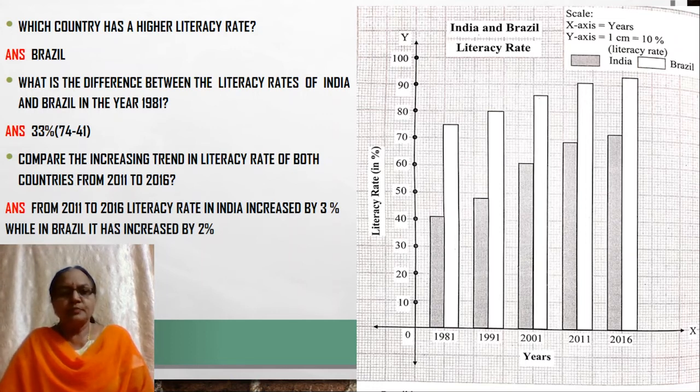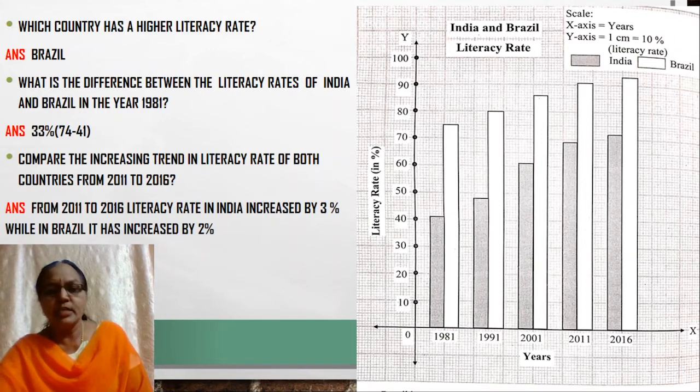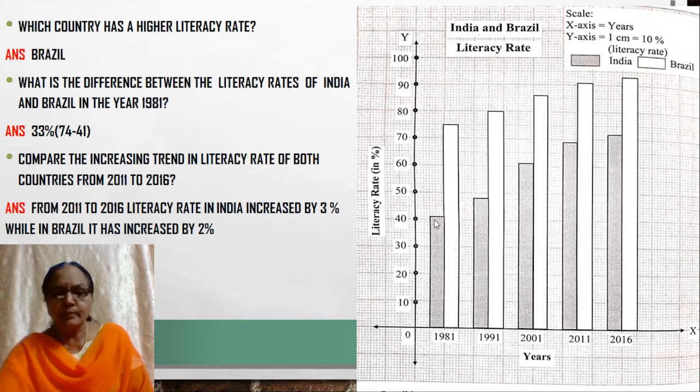The second question, what is the difference between the literacy rates of India and Brazil in the year 1981? Now, look at this bar here. This is 1981. Now, here, this is the literacy rate of Brazil. So this is 70. It is not, see, between 70 and 80. Now this is not touching, almost not even half. So it is a little less than 75. So you can take it as 74.